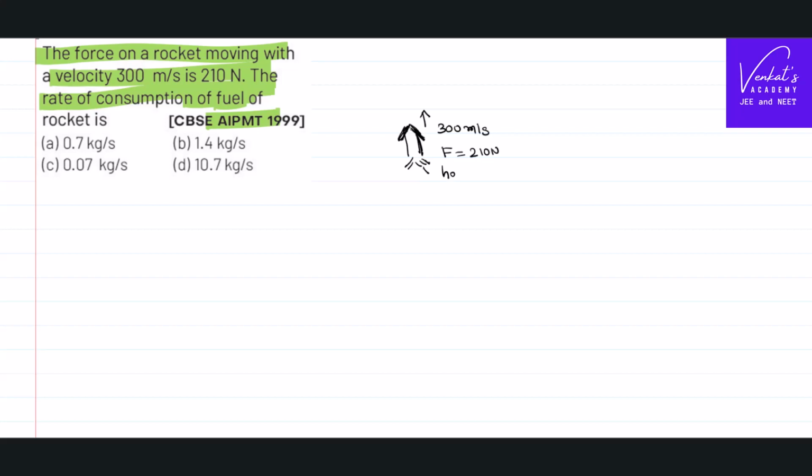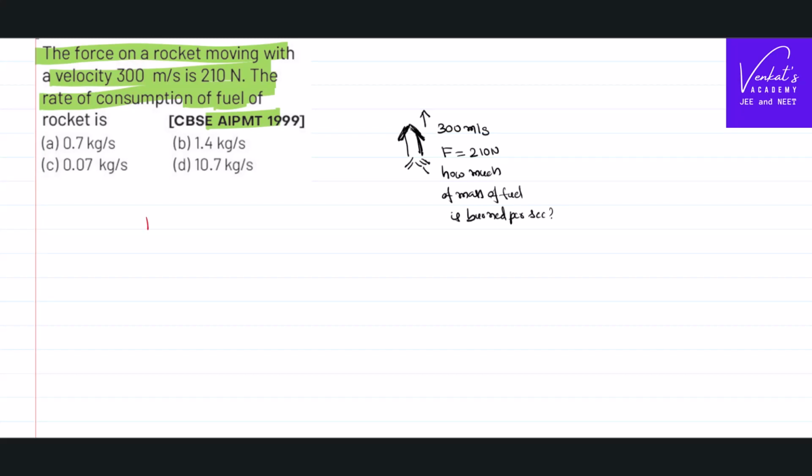That means how much mass of fuel is burned per second. That's the question that he is asking, right? We can solve this basing on Newton's second law.